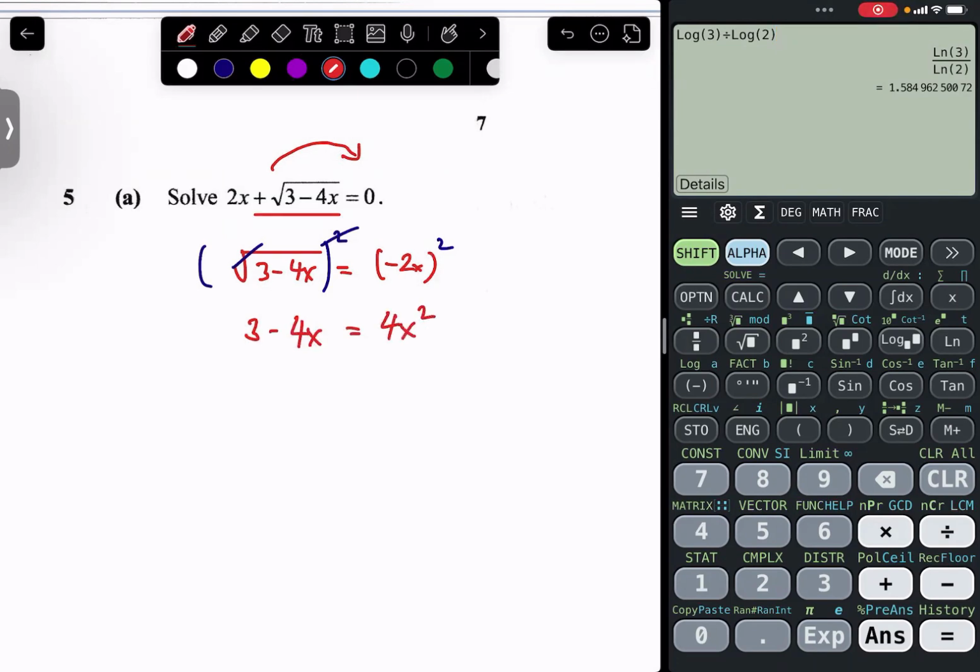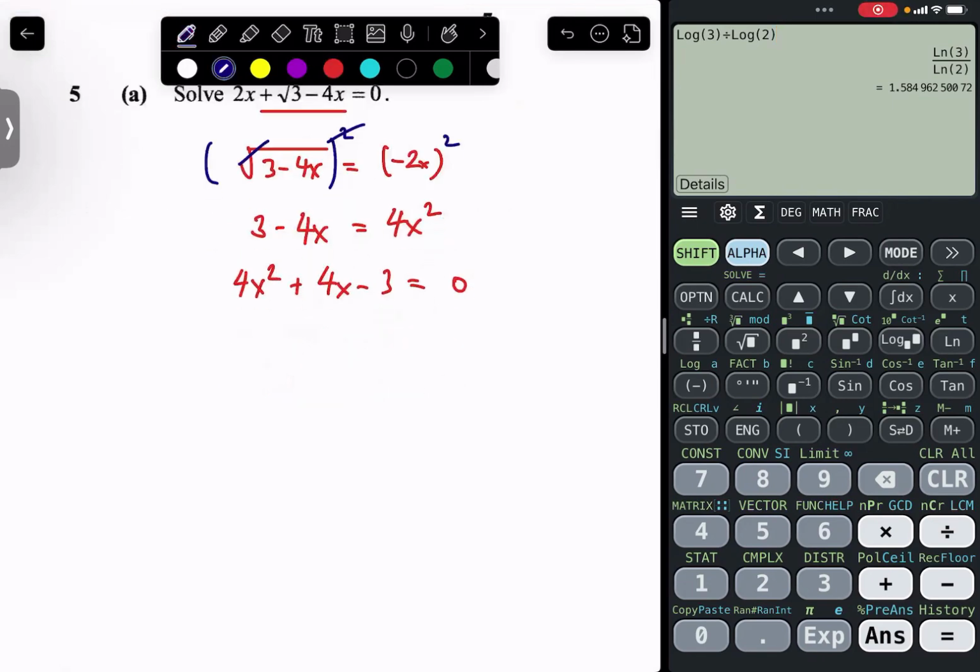Okay, so shift everything over to one side. So 4x squared plus 4x minus 3 equals 0. Notice what I did down here is that I actually shifted everything to the right-hand side, by logic, but I just equate it to 0 again. So 4x squared plus 4x minus 3 equals 0.